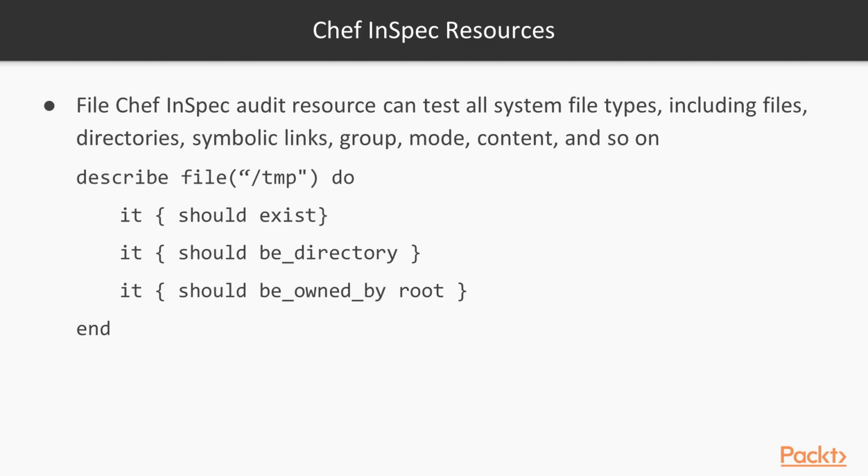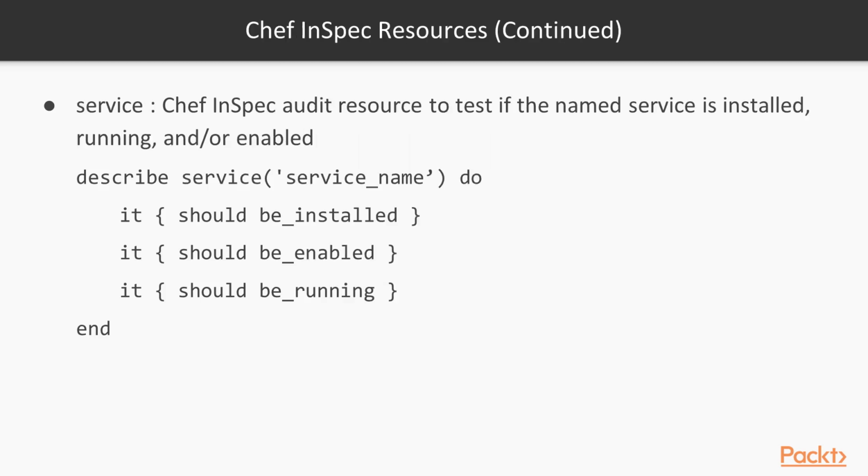Similarly, let's look into the resource which is service. With Chef InSpec, we audit resources to test if a named service is installed, running, or enabled. A service resource block declares the name of the service and then one or more matchers to test the state of the service. For example, whether the specific service is installed or not, and whether the service is running and enabled or not.